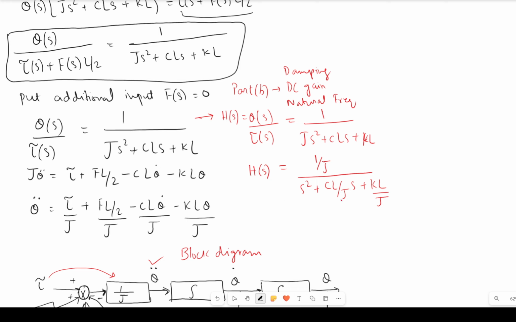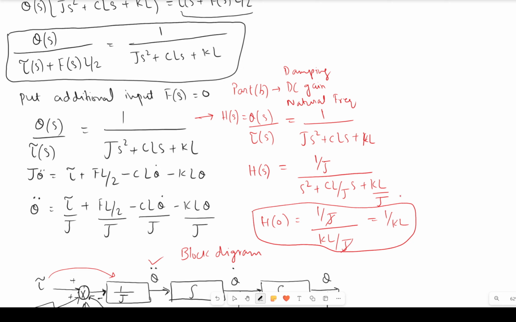Now to get the DC gain, what we need to do is put S equals to 0. So if we put S equals to 0, this whole term will become 0. So we get H of 0 is equal to 1 by J divided by KL by J. So this term will cancel, and we'll get 1 by KL. So this is our DC gain. Right? Now we know the transfer function.